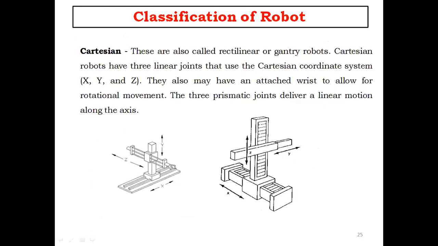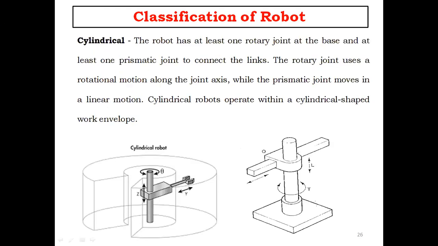Whereas in the case of a Cartesian coordinate robot, it can also be called rectilinear or gantry robots. Cartesian robots have three linear joints in a Cartesian coordinate system, x, y, and z. Apart from that, they have an attached wrist to allow for rotational movement, and three prismatic joints which deliver linear motion along the axis.